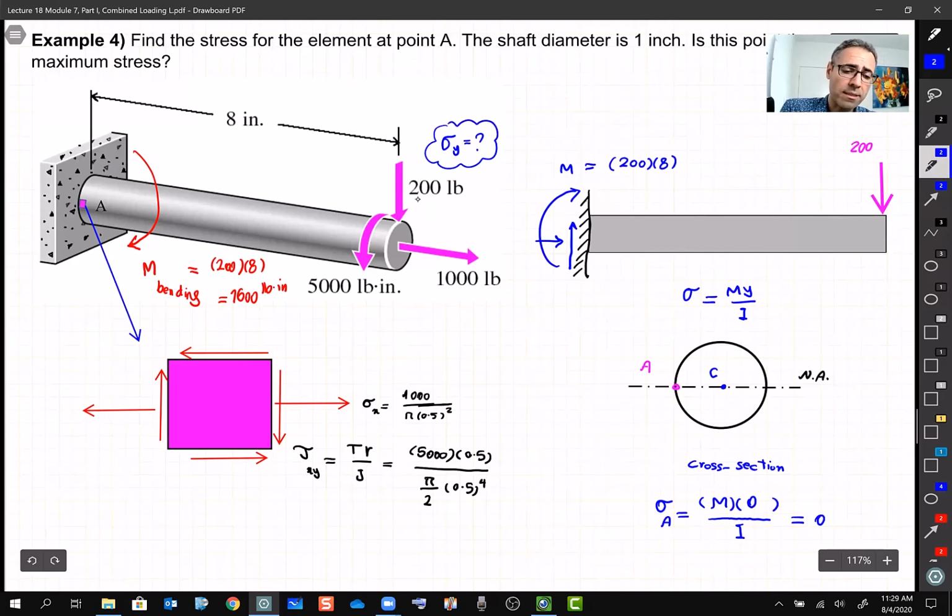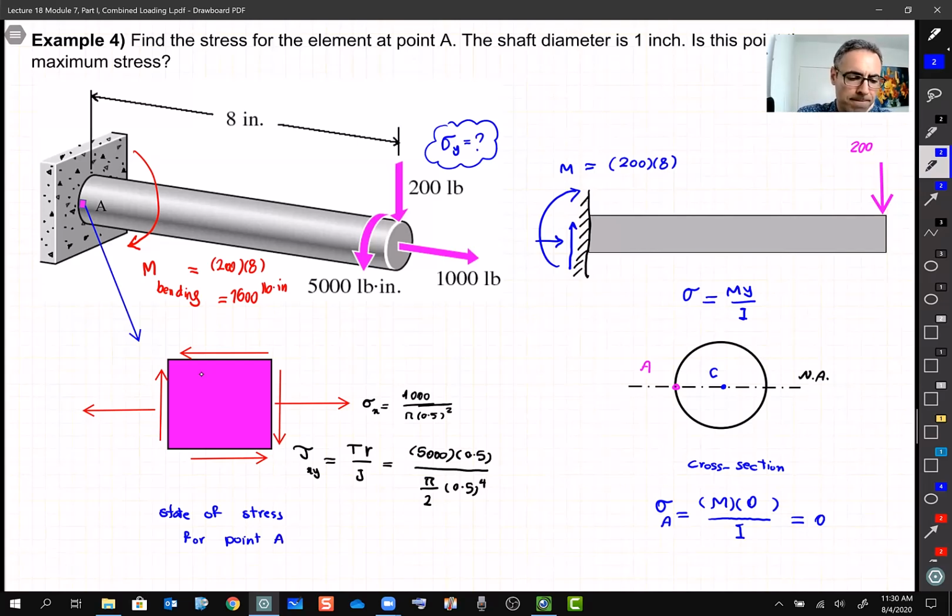We say, okay, this load 200 creates at point A a bending, but for bending we have this formula My divided by I. But this Y is 0. Y is the distance between any point that you want to find out the stress to the neutral axis. That's why this is the state of stress for point A. So we call it state of stress for point A.